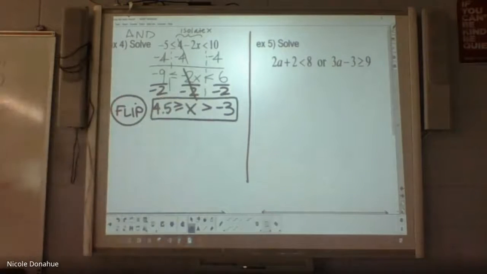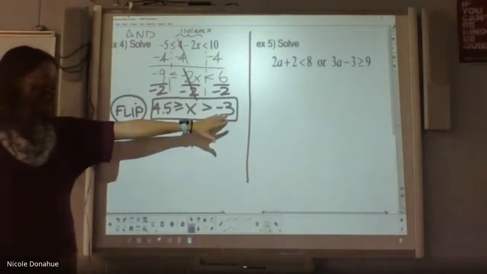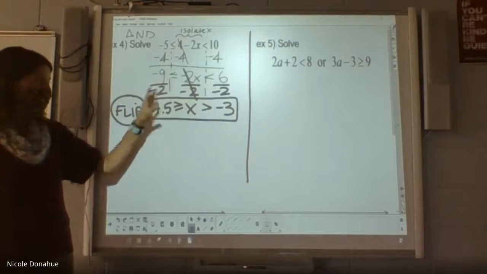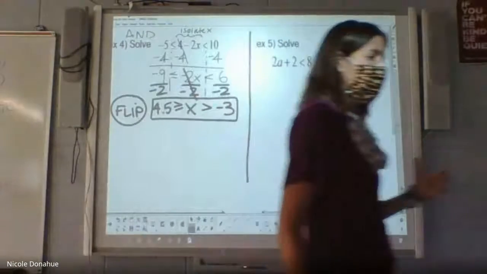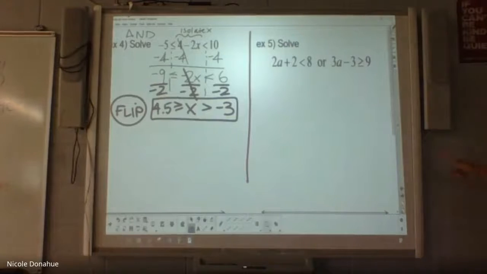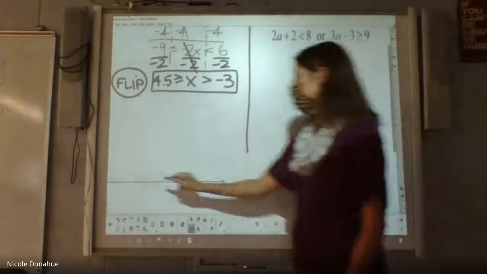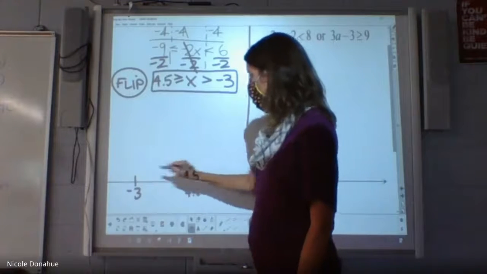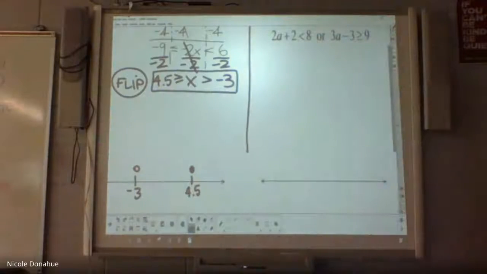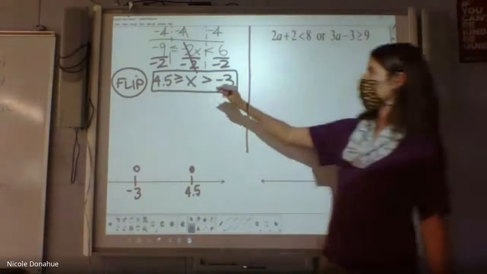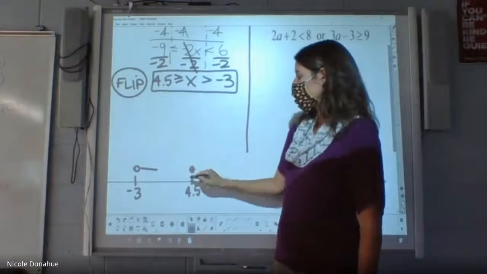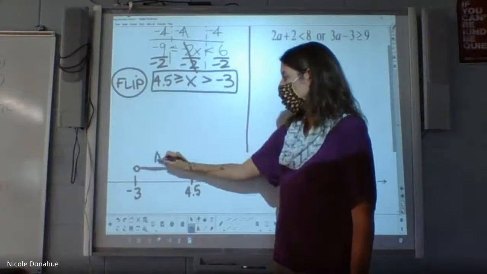Now, if I wanted to graph this, I kind of read it a little bit backwards. I start at the smaller number. Negative 3 is less than x. That means x is greater than negative 3. But x is less than 4.5. So it'd be in between negative 3 and 4.5. Open circle. X is greater than negative 3, so bigger than negative 3, but it's smaller than 4.5. So this would be an and inequality.